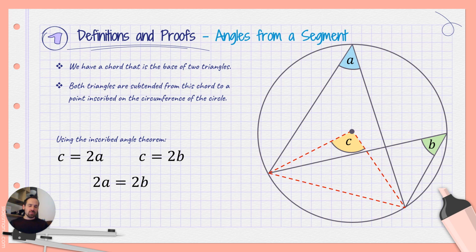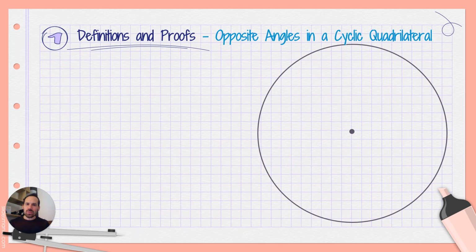So this means 2A must be equal to B, and therefore A must be equal to B. The only way this could work. So there you go, very simple proof to show that.